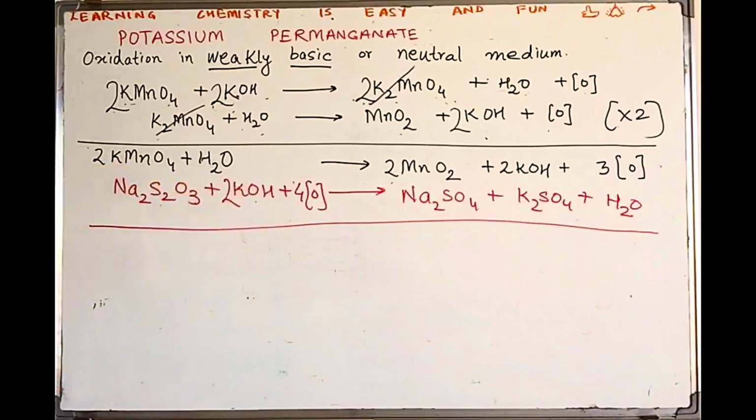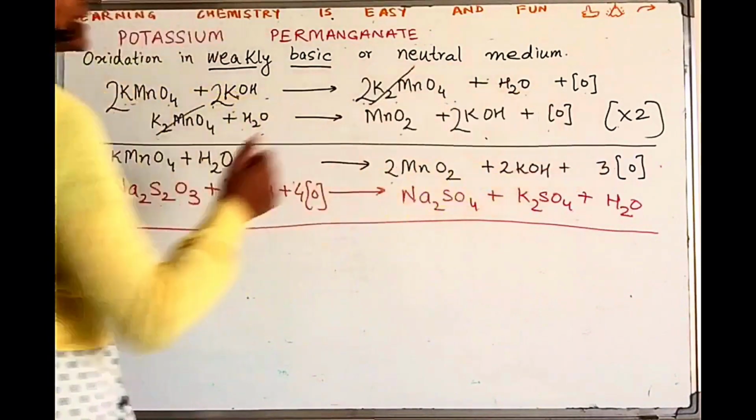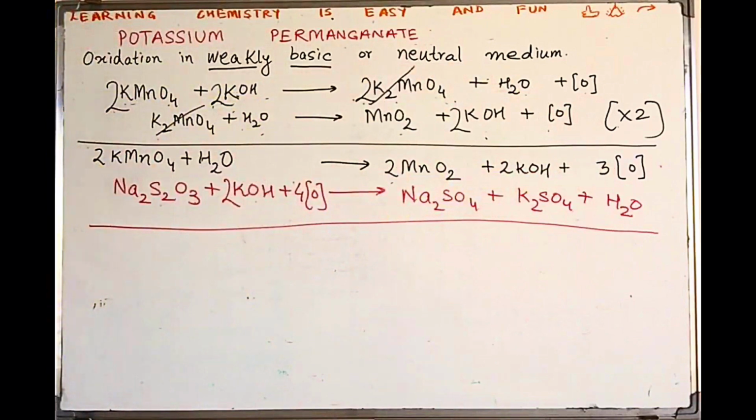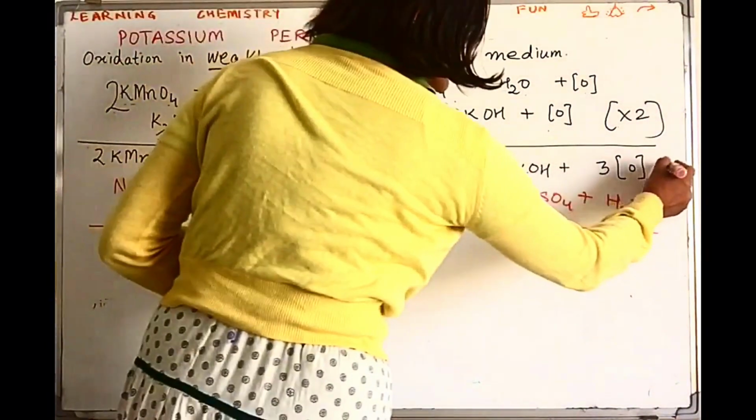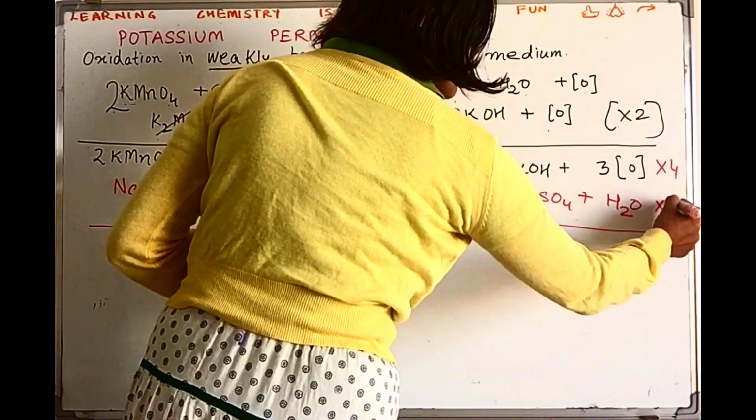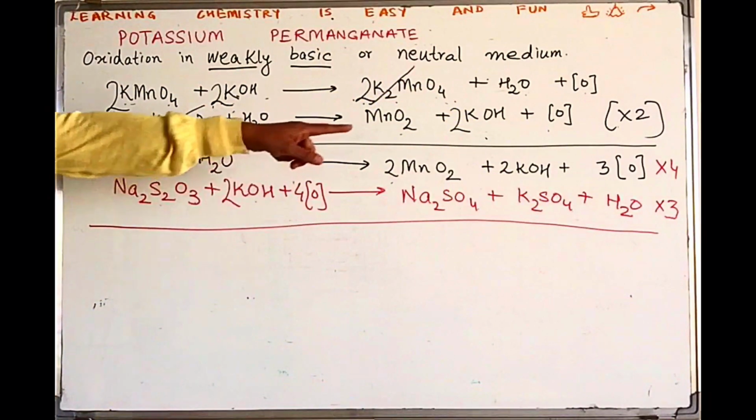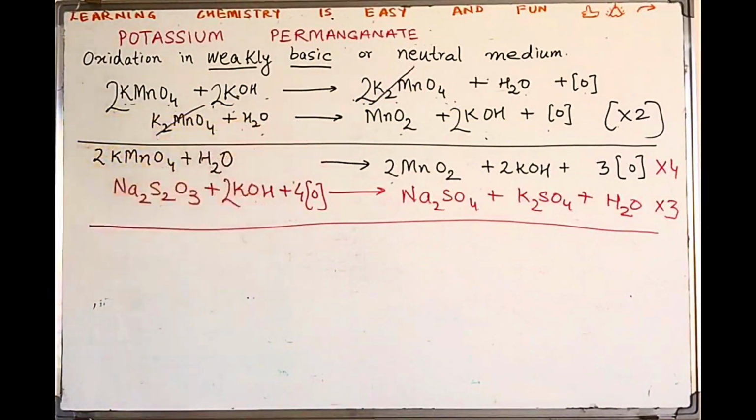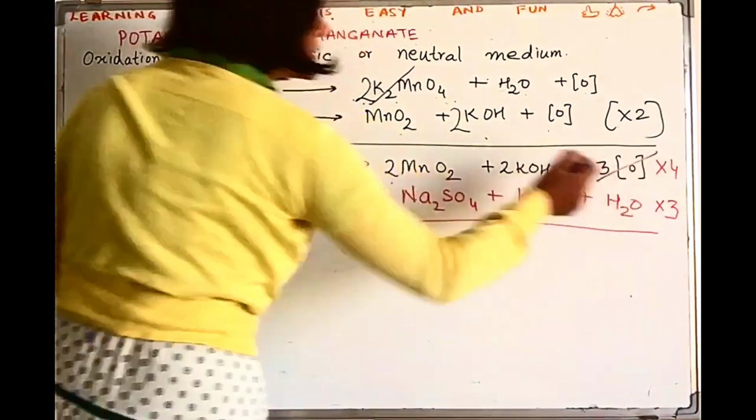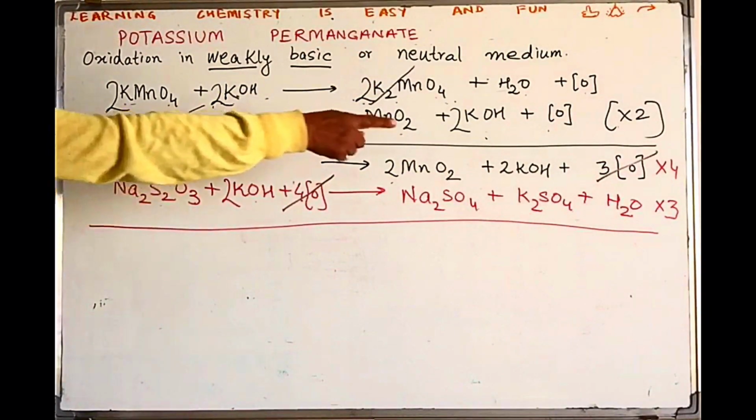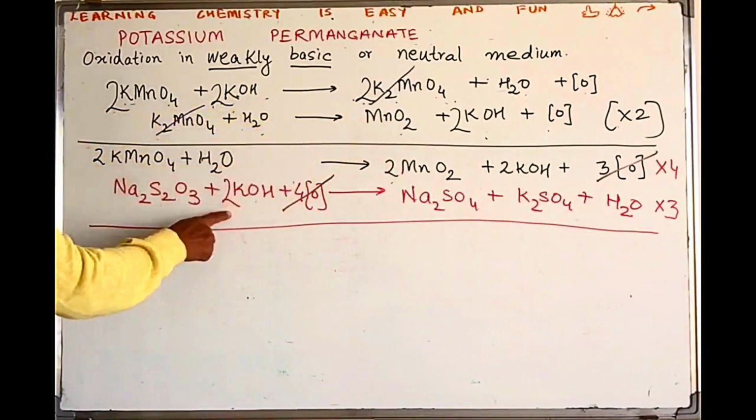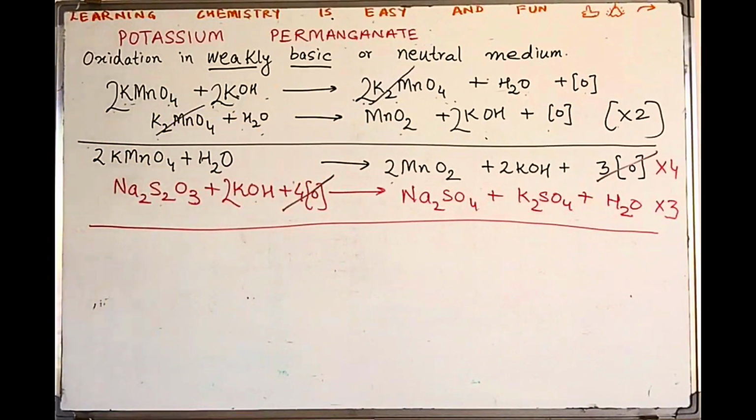Right? Now, if you notice, 3 nascent oxygen as product and 4 as reactant. So I need 4 nascent oxygen in order to carry out the reaction. So we need to equalize the coefficients in the two equations. We multiply this equation by 4 and the second equation by 3. So we will have 12 nascent oxygen as product and 12 nascent oxygen as reactant. Cancel out the common ones. You've got 4 times 2, 8 KOH and 3 times 2, 6 KOH on the product side.